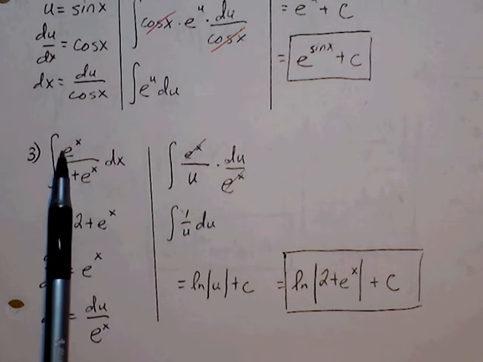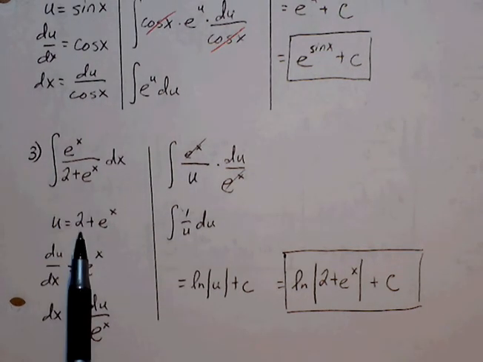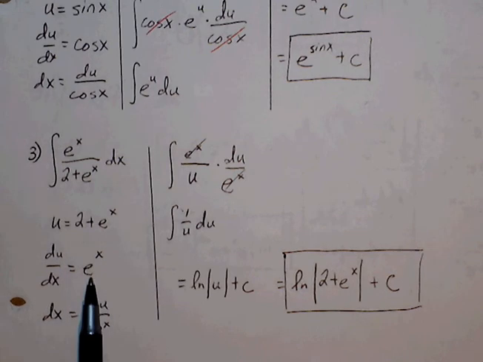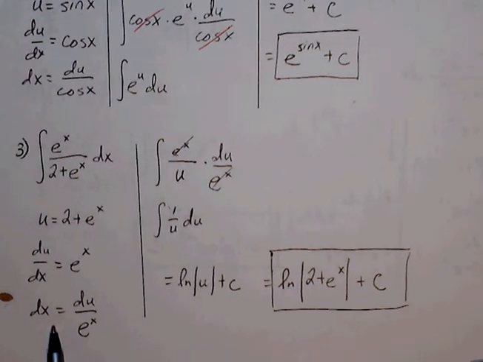So we let the u value be 2 plus e to the x. Derivative: 2 goes to 0, e to the x stays as e to the x. Solve for dx. Dx is du over e to the x. E to the x stays.